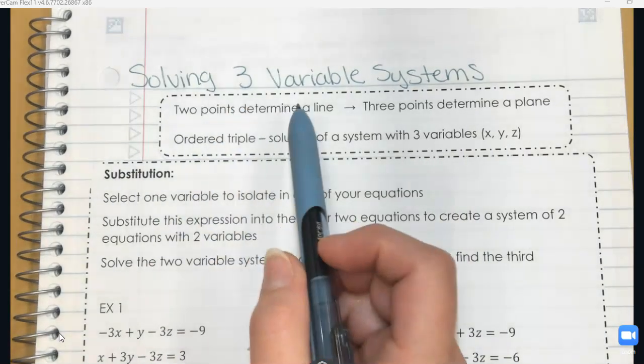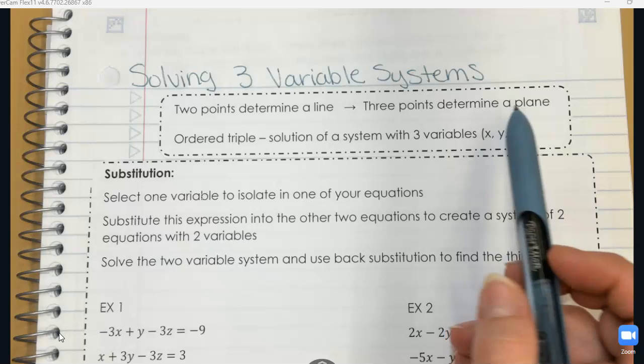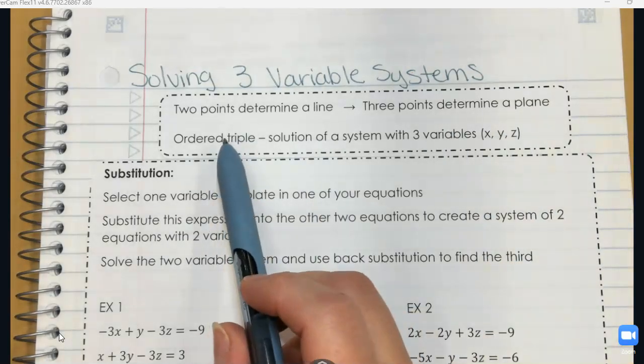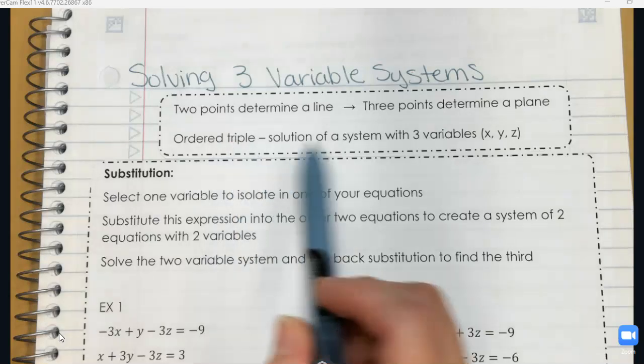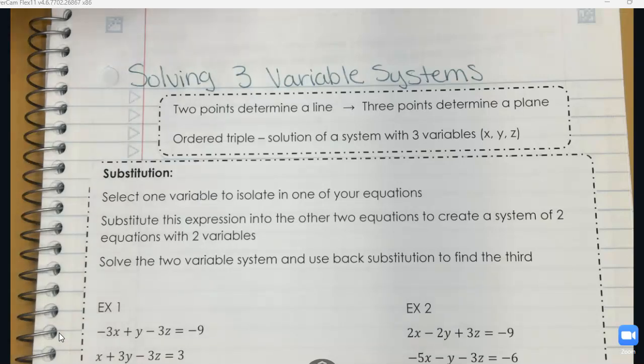So 2 points determine a line, which is why we were able to graph them on a grid. 3 points determine a plane. This requires three-dimensional graphing, which we're not going to mess with. But one thing to note that's different here is your answer will be in ordered triple because instead of just x and y, you now also have z.